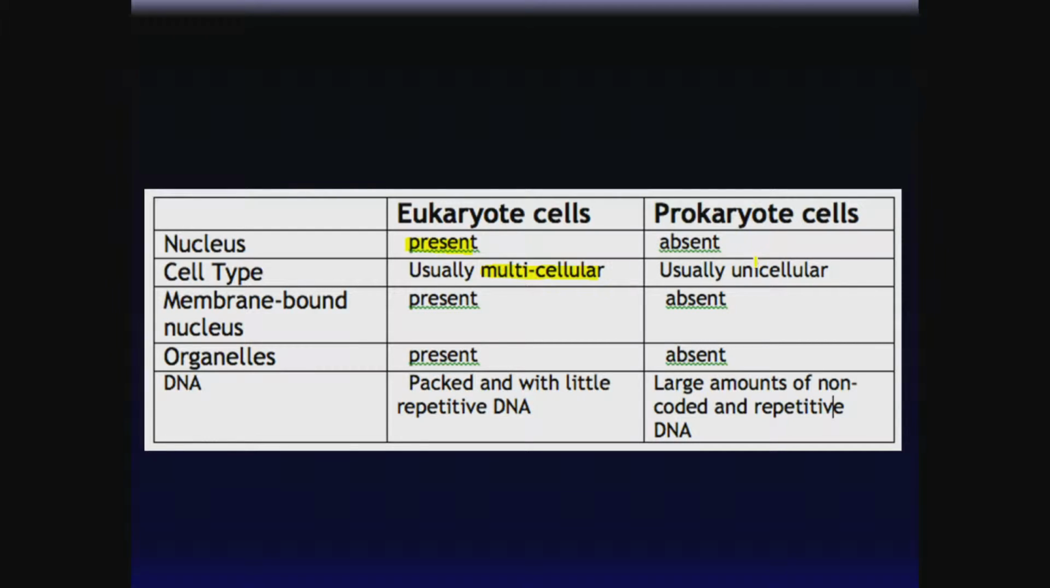Prokaryotes are, most of the time, unicellular organisms. And as I said, the critical defining feature is that eukaryotes have membrane-bound organelles. Okay? The DNA is packed with very little repetitive DNA. Bacteria, for example, have large amounts of non-coding or repetitive DNA. That's not as important, I think, as understanding that prokaryotes have circular DNA that's not in the nucleus.